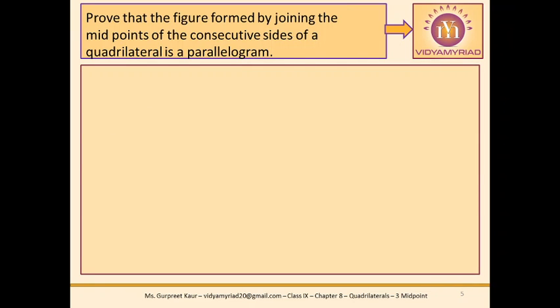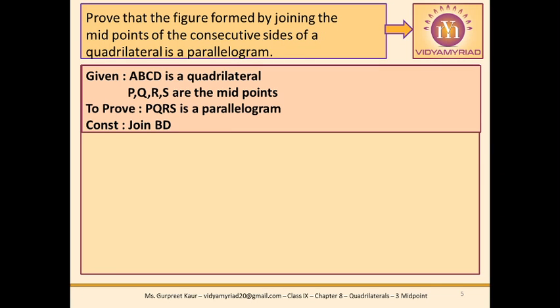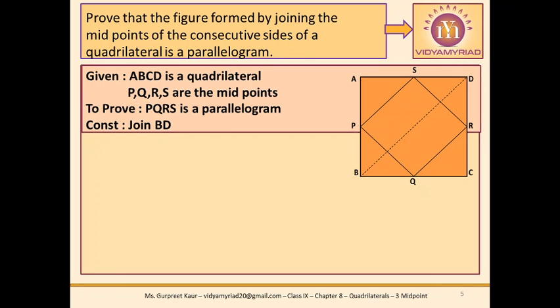Now next question is, prove that the figure formed by joining the midpoints of the consecutive sides of a quadrilateral is a parallelogram. Here midpoints are given to us as P, Q, R, S and ABCD is a quadrilateral. We need to prove that PQRS is a parallelogram, which means how we are going to prove it? Either the opposite sides should be equal or parallel. We can take that method.